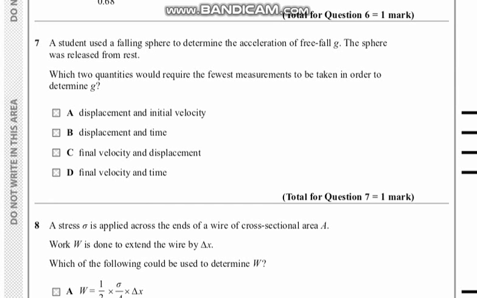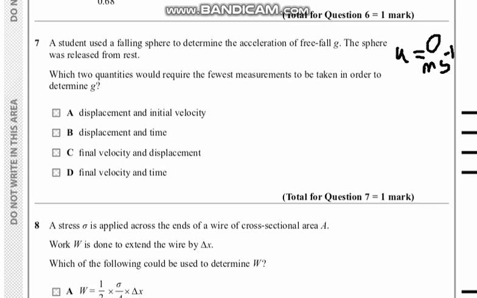Question 7. A student used a falling sphere to determine the acceleration of free fall g. The sphere was released from rest. So if it's at rest, the initial speed is 0 meter per second. Just write down every bit of information you know from the question. Which two quantities would require the fewest measurements to be taken in order to determine g?